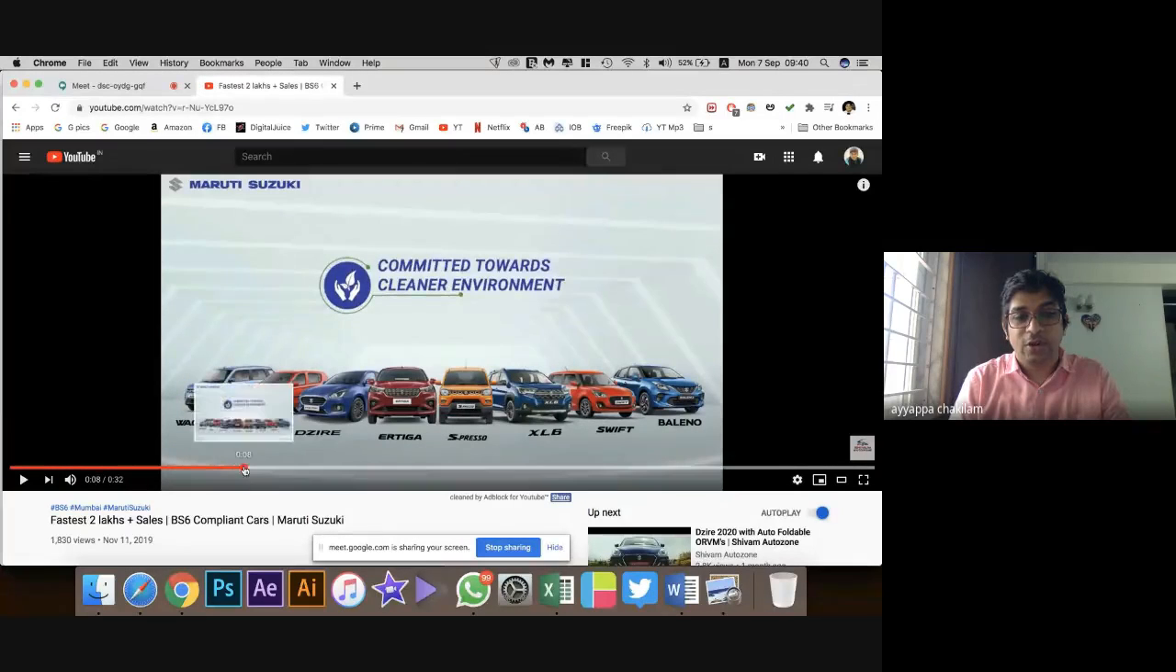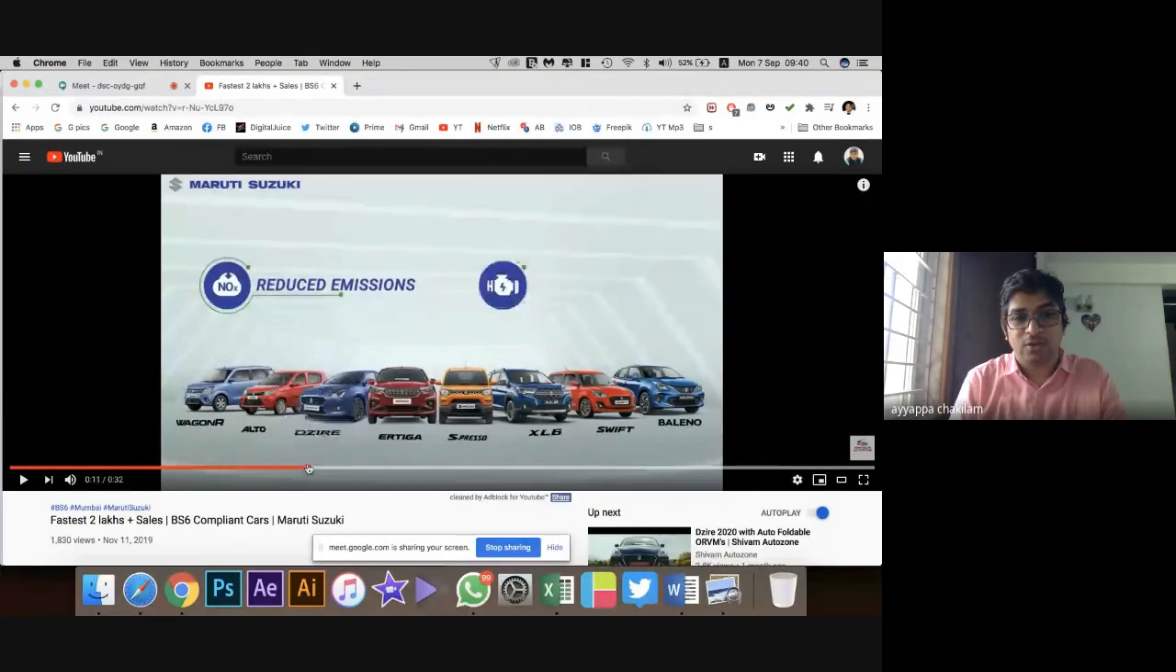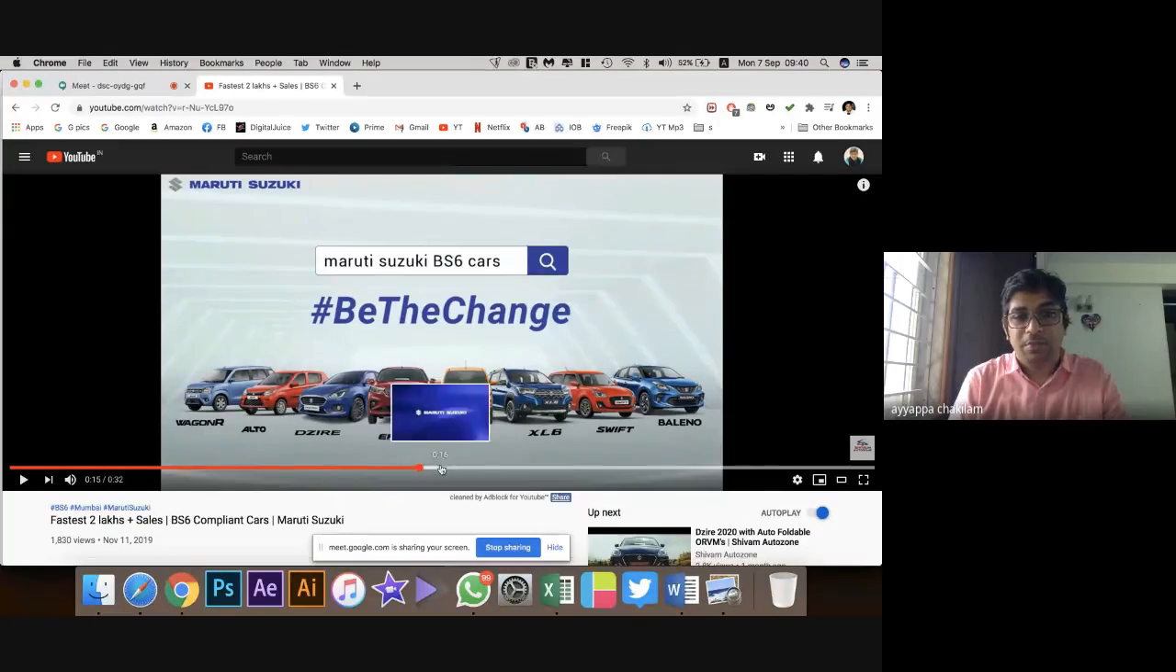Committed towards cleaner environment. So they came up with a hashtag. So reduced emissions, upgraded engine, be the change. So that's how they're trying to promote the image of Maruti.